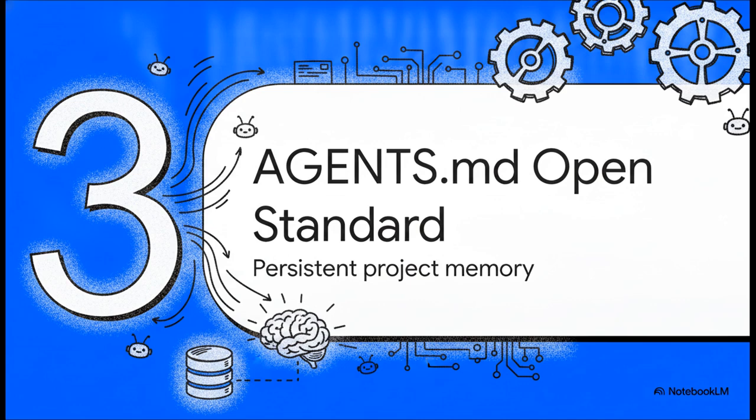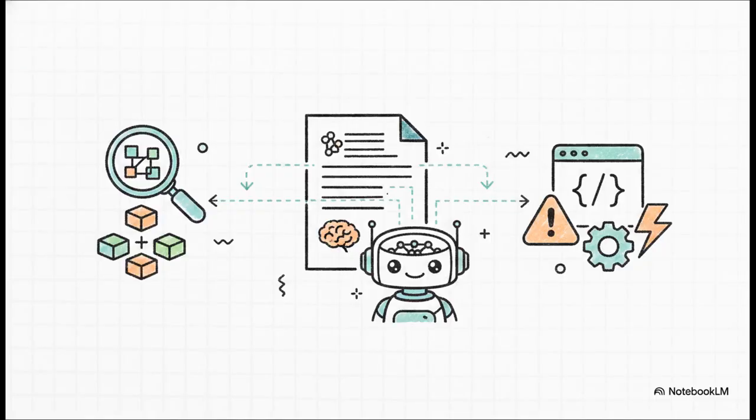All right, let's look at Section 3, the agents.md open standard. This is essentially the persistent memory of your project. To give your agent this persistent memory, we rely on the agents.md open standard. And the absolute best way to structure this is by using the what, why, and how framework. It's brilliant in its simplicity. You tell it what the project is by providing tech stack details and directory maps. Then you tell it why certain architectural decisions were made so it avoids your known anti-patterns. And finally, you tell it how to actually interact with your repo using specific terminal commands for testing and building.